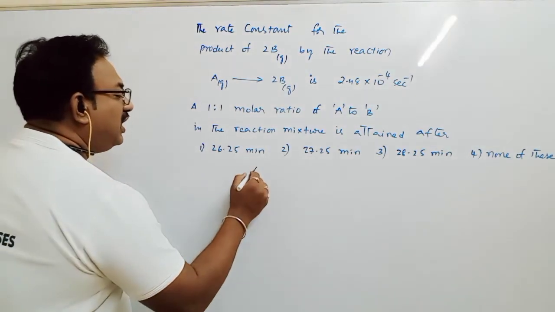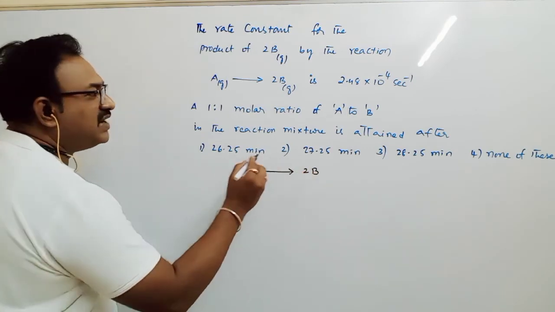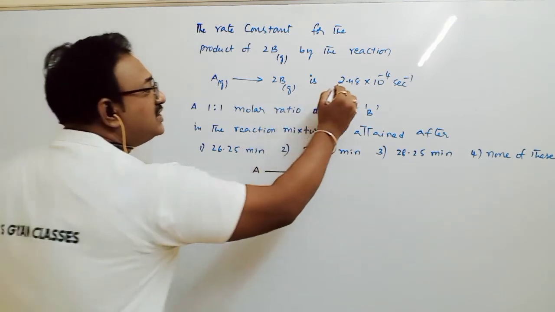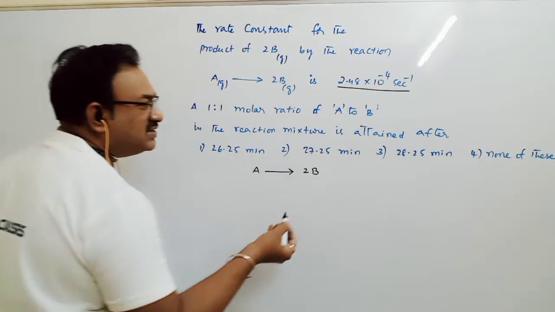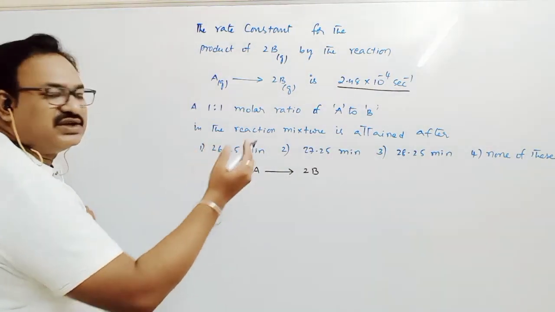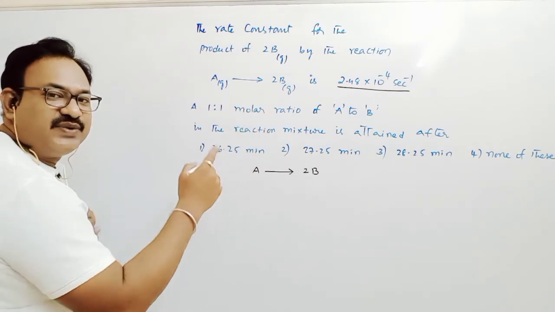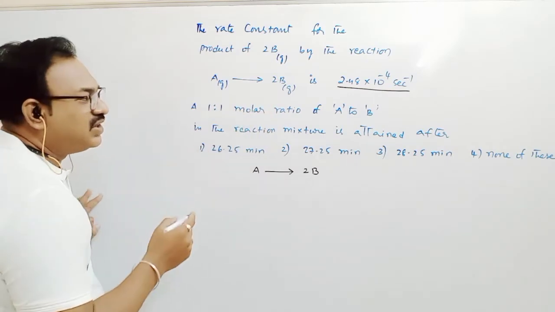Now, A gives rise to 2B. A rate constant given in second inverse. So from that you can understand it is a first order reaction, because the rate constant has units of second inverse.